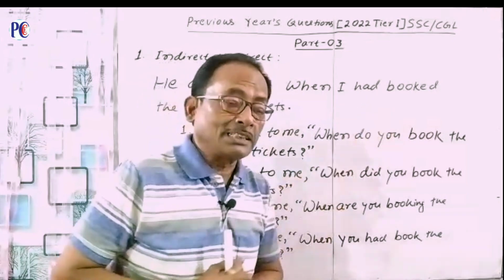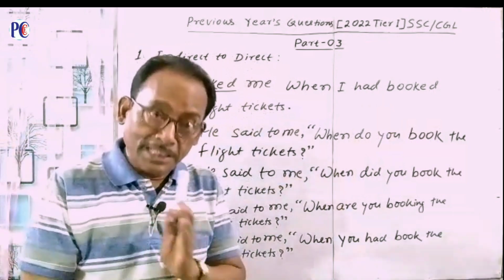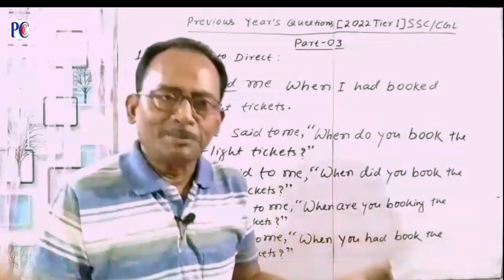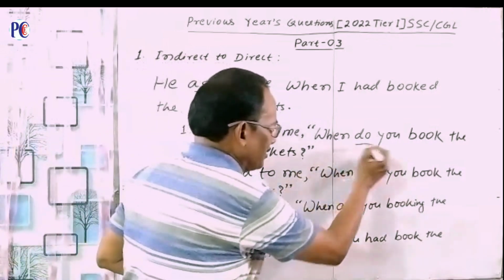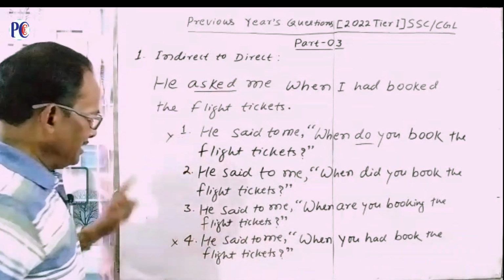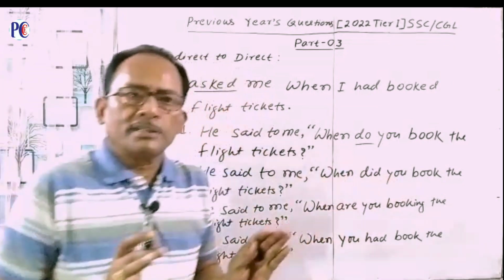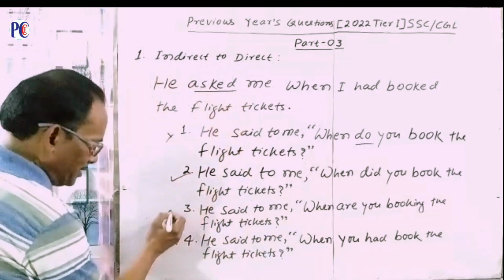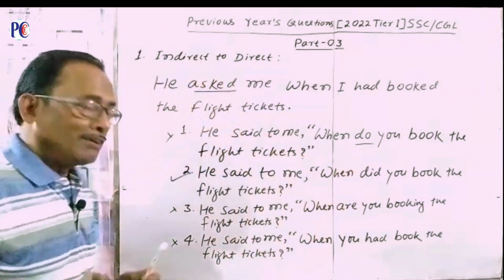The tense is, I had booked, past perfect. In the direct, it should be either present perfect or past indefinite, because when the reporting verb is past, the present perfect or the past indefinite of the direct speech changes to the past perfect. Now, let us examine option number 1. Do, this is eliminated because it is present indefinite tense. Number 2, he said to me, when did you book? Correct one. Number 3, when are you? We do not get any option in the present perfect tense. So the right option is number 2. Number 3 is eliminated, that is past indefinite tense. So he said to me, when did you book the flight tickets?